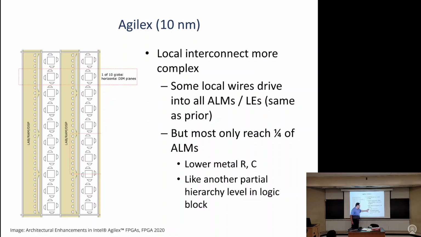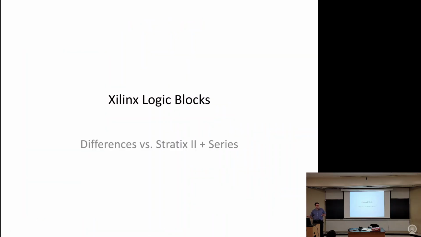So it's kind of like they've added another level of partial hierarchy inside the logic block because of long wire delays, and these are not really long wires, but even those wires are starting to get a reasonable amount of delay. And we'll talk more about Agilex later when we read the paper on it. They made a whole bunch of changes in the routing architecture, but this is one where they changed the local interconnect in the logic block. Okay, so any questions about that?